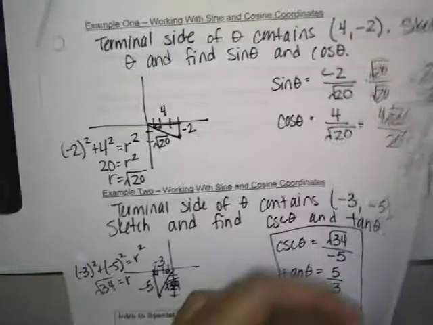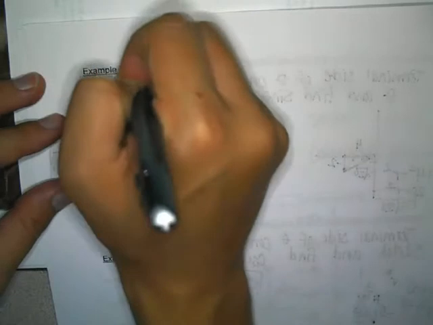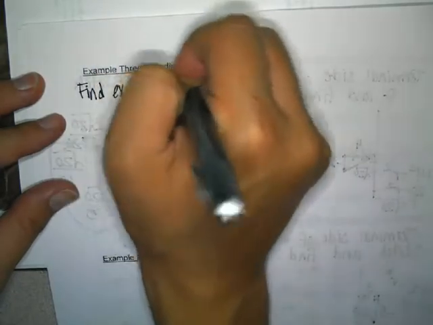We're going to do 2 together, and then we'll probably do the last one as a warm-up in class tomorrow. Alright, so we're going to find the exact values. Now, let's start with an easy-ish one. Exact values mean no decimals. So we're going to find the exact values of 300.